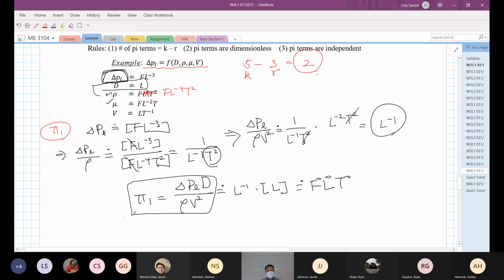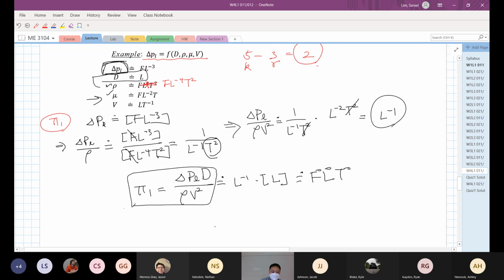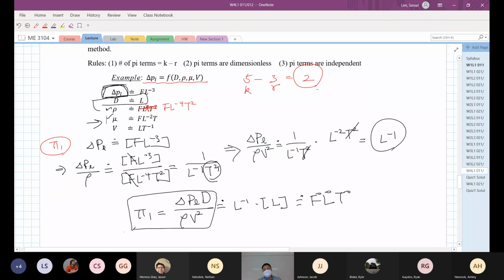And you can try this same method, choosing the mu to eliminate the F first. Then you're going to find the one leftover terms, then you want to eliminate them using V and D, then you'll see a different expression for the pi 2. Do I have one here? No. All right, so this is the method of finding pi terms by inspection.